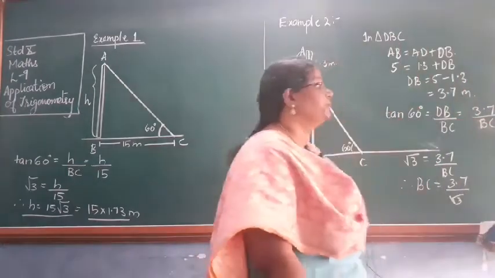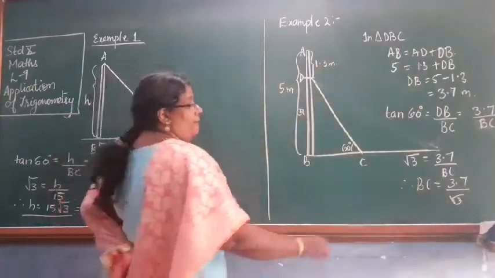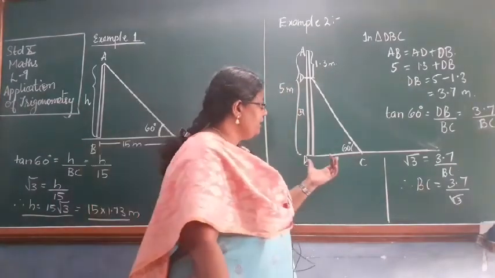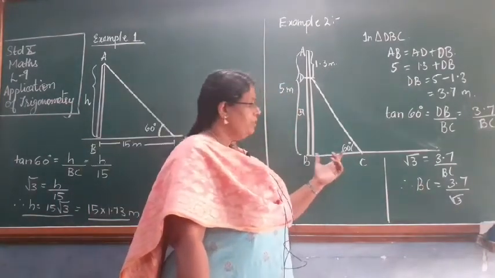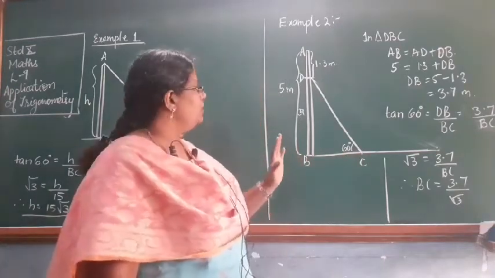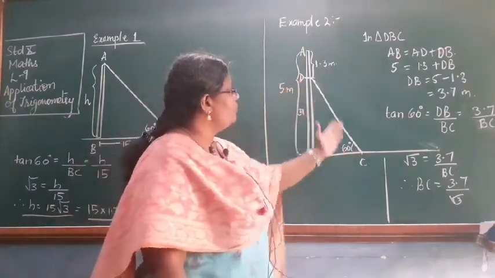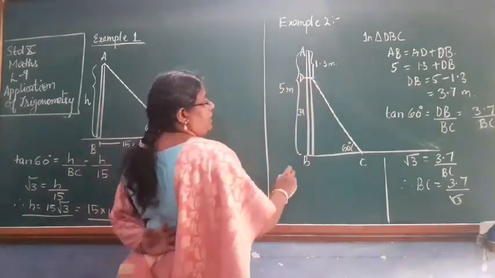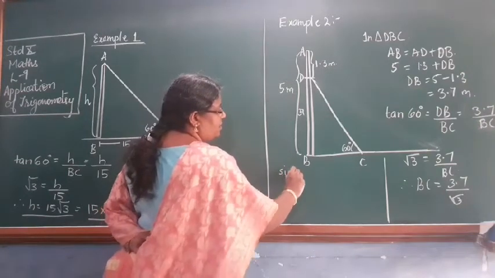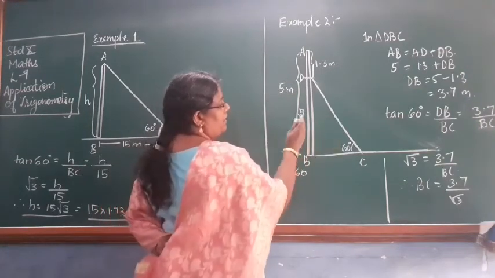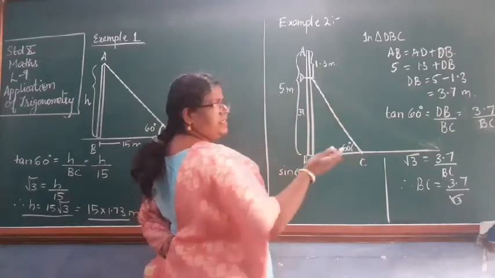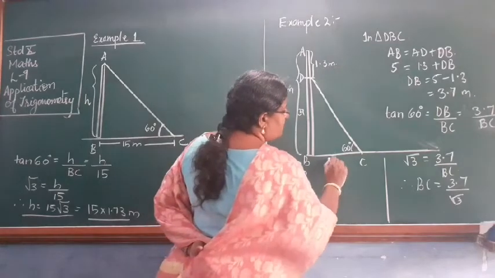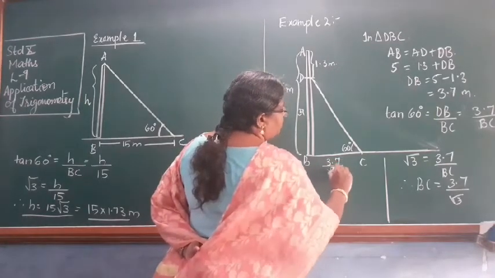Now, BC I got it. That is the distance between the foot of the electric pole and the foot of the ladder that I have got. Now what is to be found? You have to find the length of the ladder. So length of ladder we can find out by taking sin 60. Okay, because what is sin 60? Opposite, sin 60 or cos 60, because now we have got the adjacent side also. The adjacent side is 3.7 by root 3.